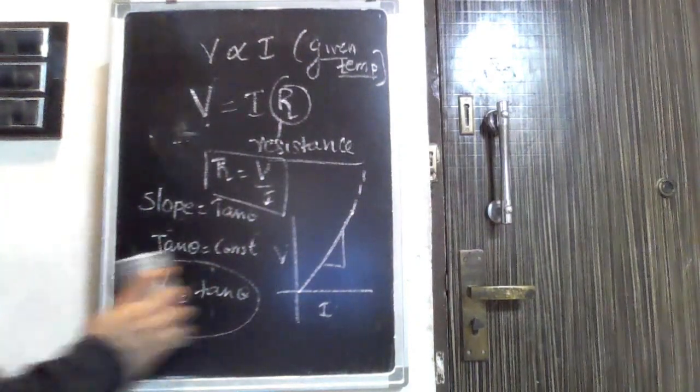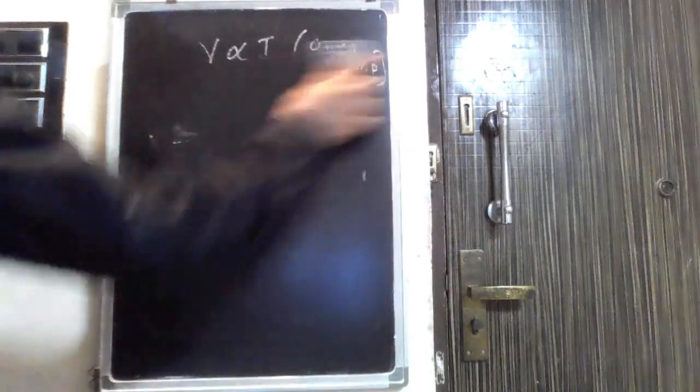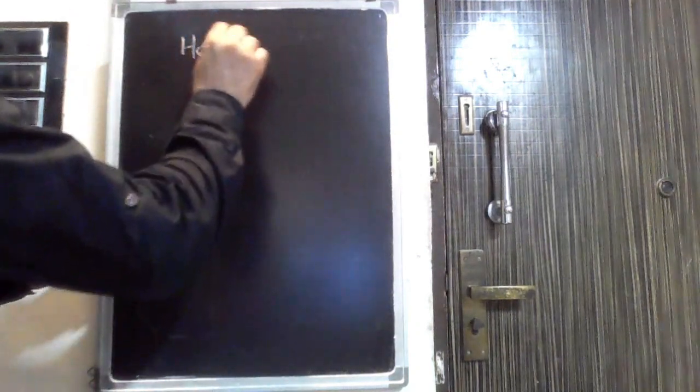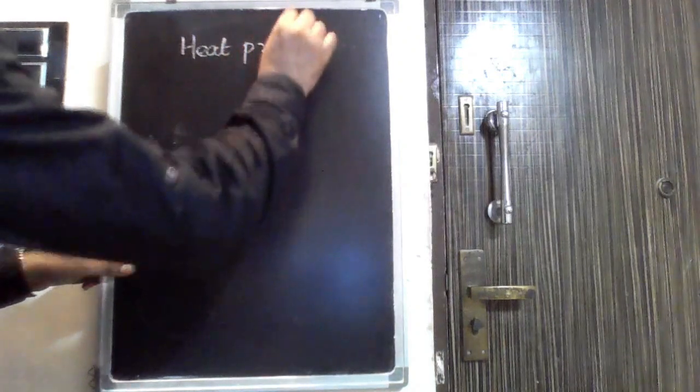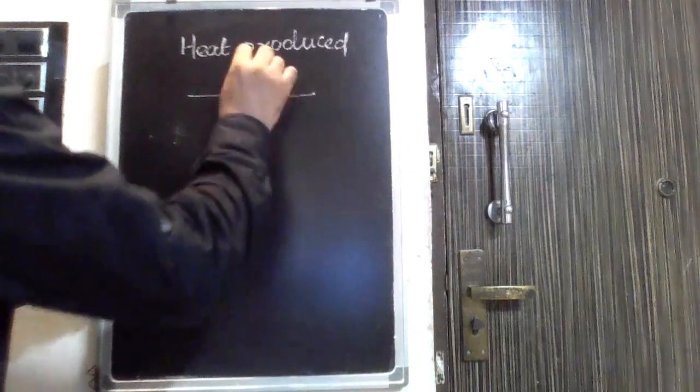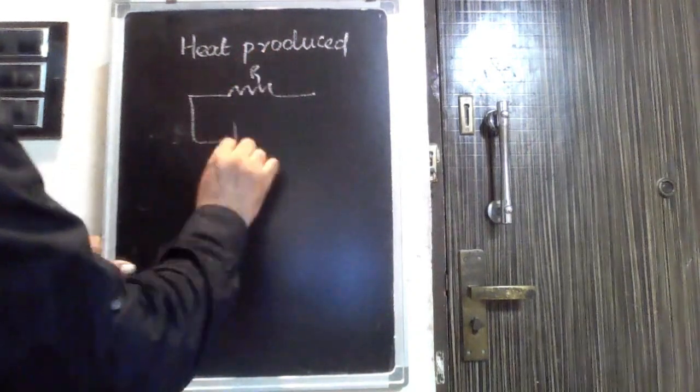Let's find out why the R value is changing as you go for some time, or why you get a change in resistance. So first thing, practically speaking, when you pass current through a wire, the wire gets hotter. So one thing is very clear: when you pass current through a wire, heat is produced. So the first thing we should understand is that heat is produced when you make a current flow through a resistor.